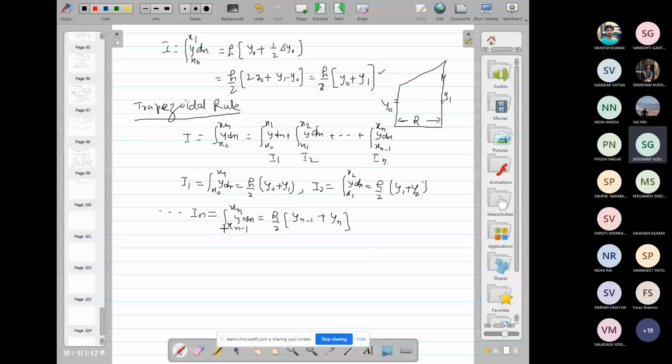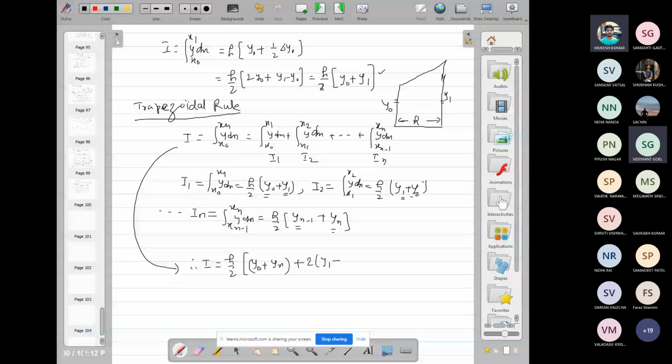h by 2 is common, and y0 and yn appear only one time: (y0 plus yn), and plus, you see here y1 and here y1, so repeated 2 times up to yn minus 1. So 2 times (y1 plus y2 up to yn minus 1). So this is the trapezoidal rule for numerical integration.